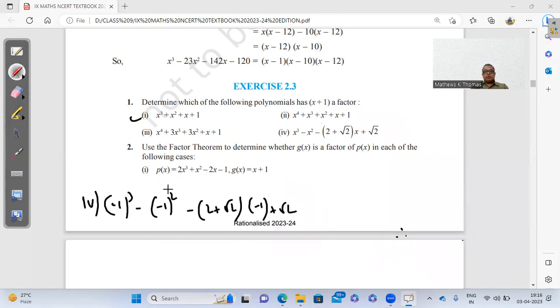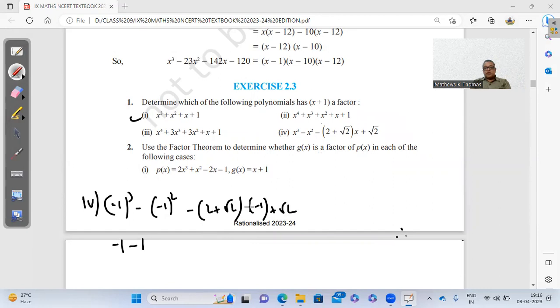So again, I'm repeating, putting x as -1, -1 cube, then there's a negative, don't change any symbols which are there here, -1, -1 whole square, -2 plus √2, value of x I'm putting -1 plus √2. Now -1 whole cube is -1. When I square -1 whole square, I'm getting +1, but there's a negative outside, so this will be -1.